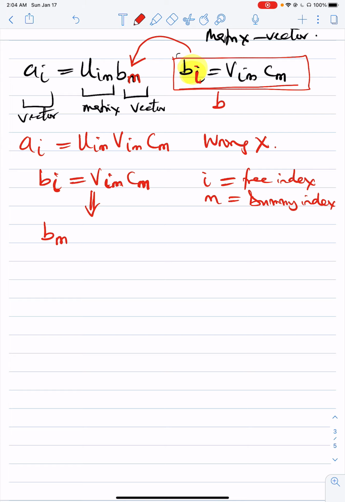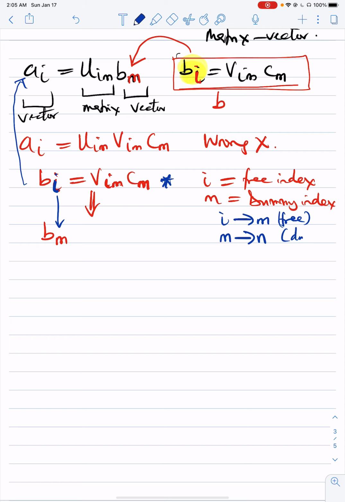So now we want to substitute this one into this original equation here, right? Good. But for you to do that, it has to be of the same form. So this B_i, the i will become m. So the free index is no longer i, but it's now m to match this. Then the dummy index m now becomes, let's say, n. Free index has changed. Then the dummy has changed too.